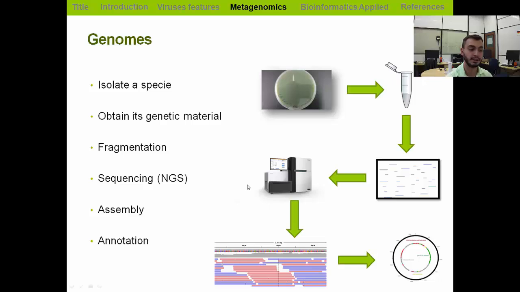And this sequencer machine will give us as output a FASTQ file with a lot of sequences and their quality, and we use these sequences to assemble these reads, and if we are lucky we can assemble an entire genome, and then we can proceed with the annotation of this genome.